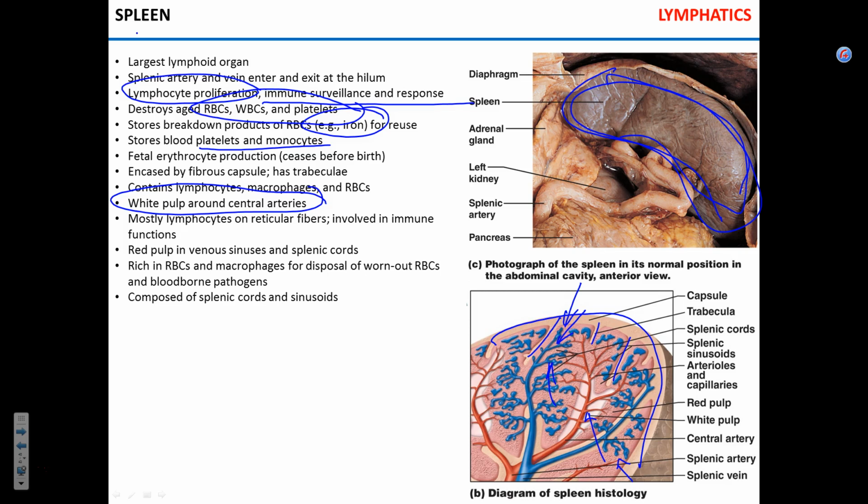That makes sense? So I have two pulps. White pulp is rich in white blood cells. Red pulp is rich in red blood cells. End of the day.